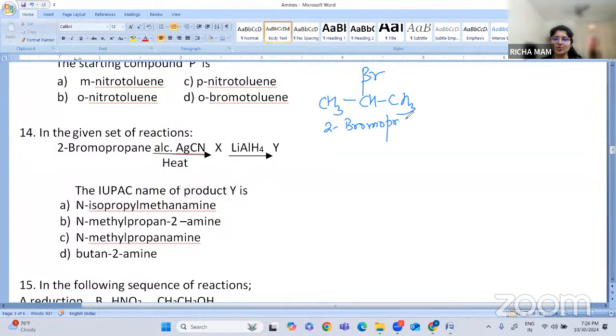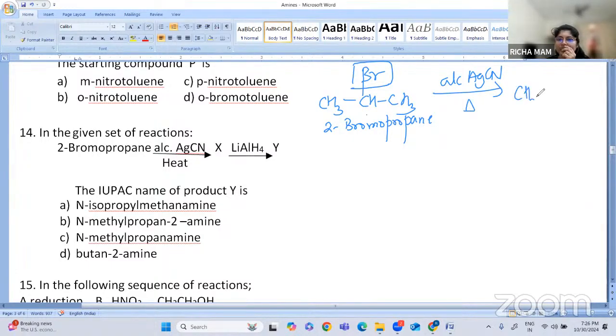I'm going to react this 2-bromopropane with alcoholic AgCN and heat it. What will happen? The bromo group is replaced. AgCN has a covalent bond. When you have AgCN, which is the reacting site? It will be the isocyanide.